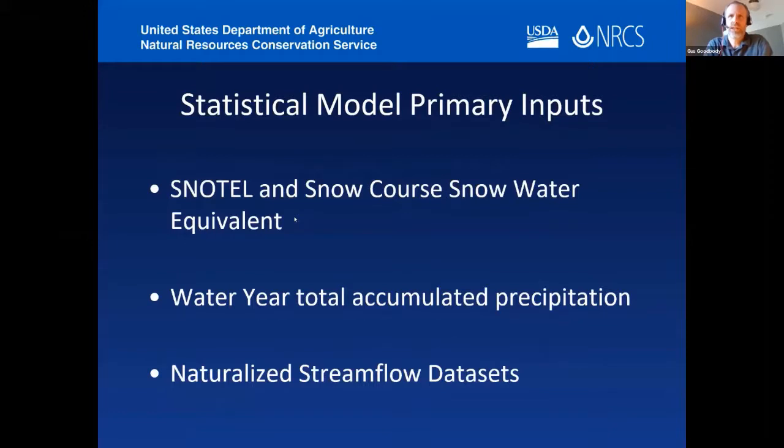So, statistical model primary inputs. SNOTEL and snow course snow water equivalent are the main pieces that go into our models. Water year total accumulated precipitation is another large and common input to our models. And then of course, we're using the naturalized streamflow data sets that we get mostly from the USGS and other sources, and then we naturalize them based on the availability of reservoir or diversion data, and that's usually our target. So we're typically talking about April through July total volume, and we're predicting that using the snowpack and water year accumulated precipitation as inputs.